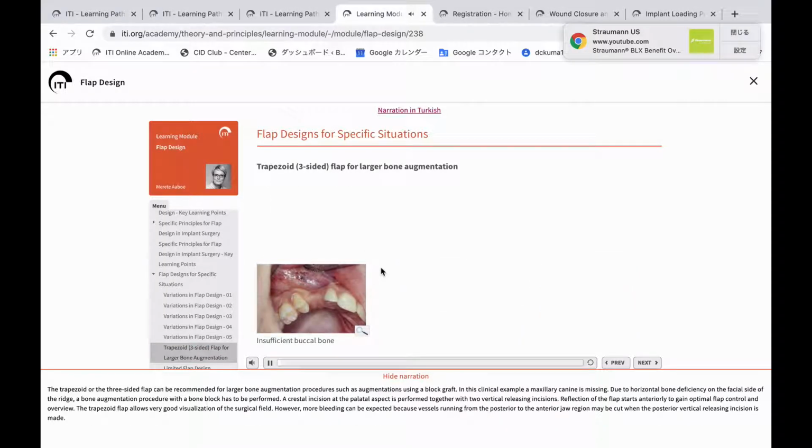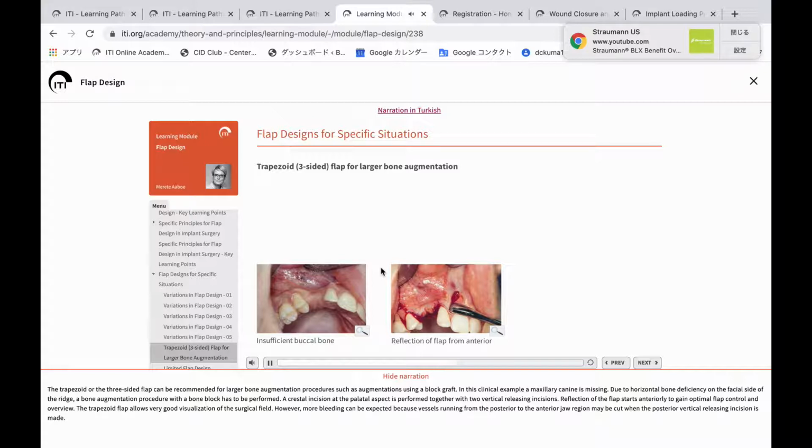The trapezoid, or the three-sided flap, can be recommended for larger bone augmentation procedures, such as augmentations using a block graft. In this clinical example, a maxillary canine is missing. Due to horizontal bone deficiency on the facial side of the ridge, a bone augmentation procedure with a bone block has to be performed. A crestal incision at the palatal aspect is performed, together with two vertical releasing incisions.